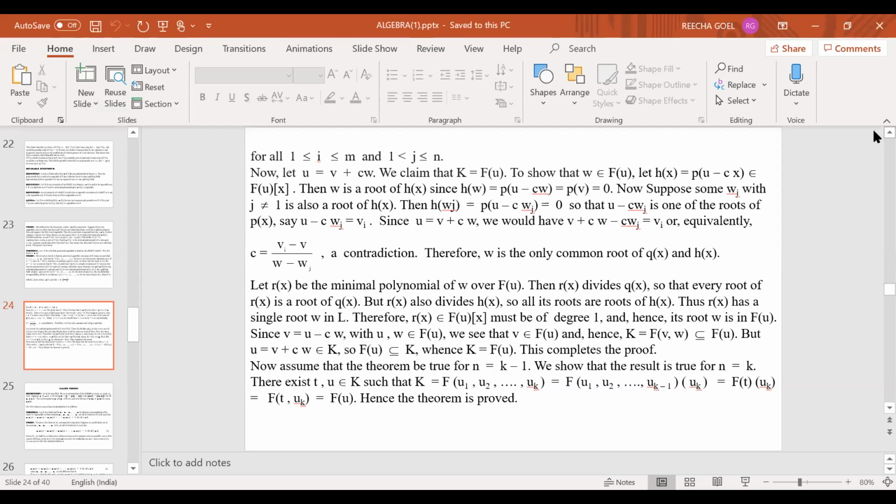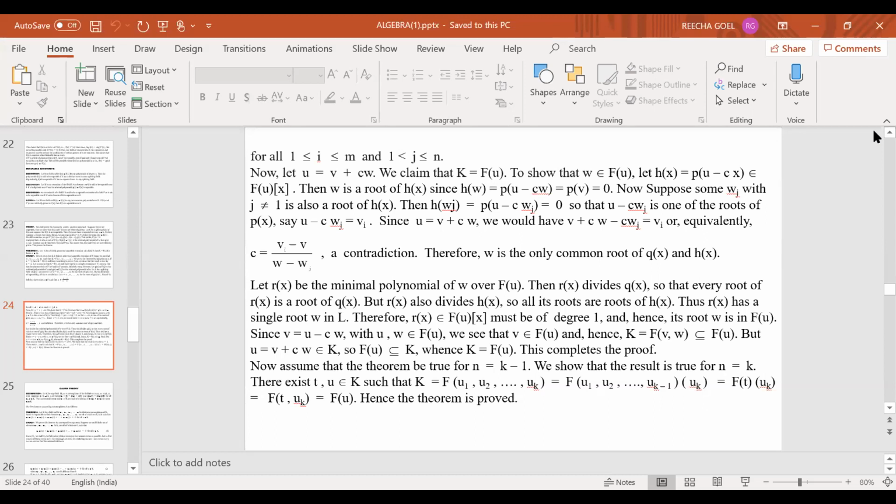V plus CW is equal to CWJ plus VI. That is, V plus CW minus CWJ is equal to VI. And from here we conclude that C is equal to (VI minus W) upon (W minus WJ). And it is a contradiction because C is not equal to this. So this contradiction shows that except W, no other root of Px can be a root of Hx. So therefore, W is the only common root of Qx and Hx.